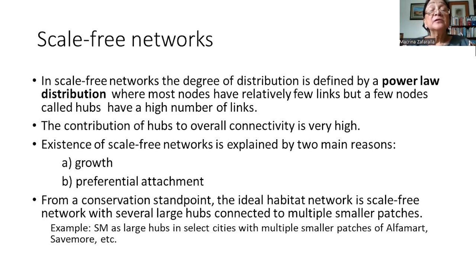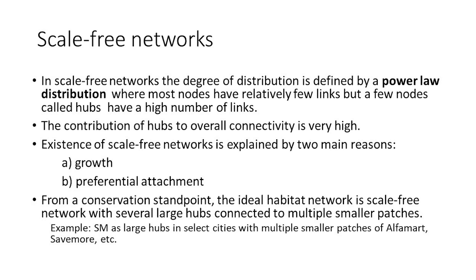In scale-free networks, the degree distribution is defined by a so-called power law distribution, where most nodes have relatively few links, but a few nodes, called hubs, have a high number of links. The contribution of the hubs to the overall connectivity is very high. The existence of scale-free networks is explained by two main reasons: they are there in order to assure growth of the system, and because of preferential attachment of some hubs to other hubs in the system.